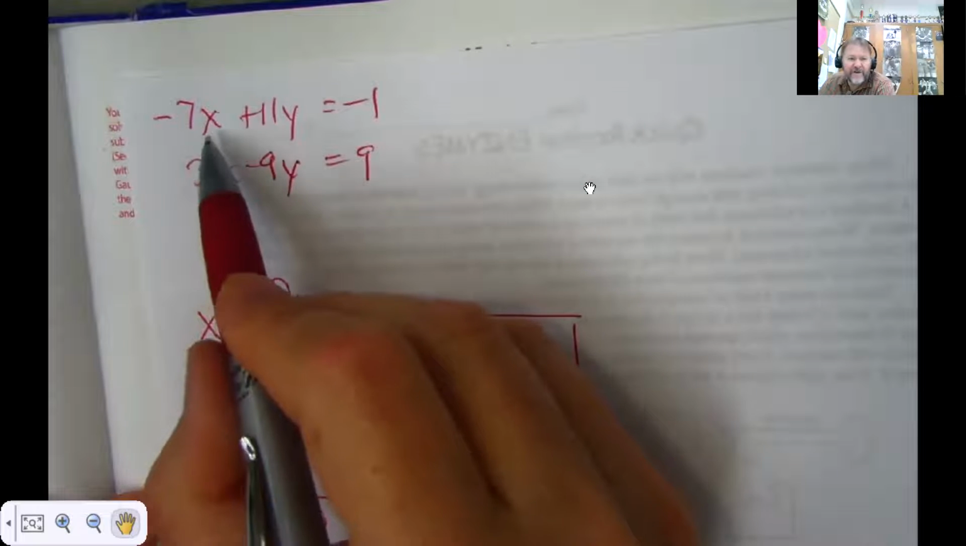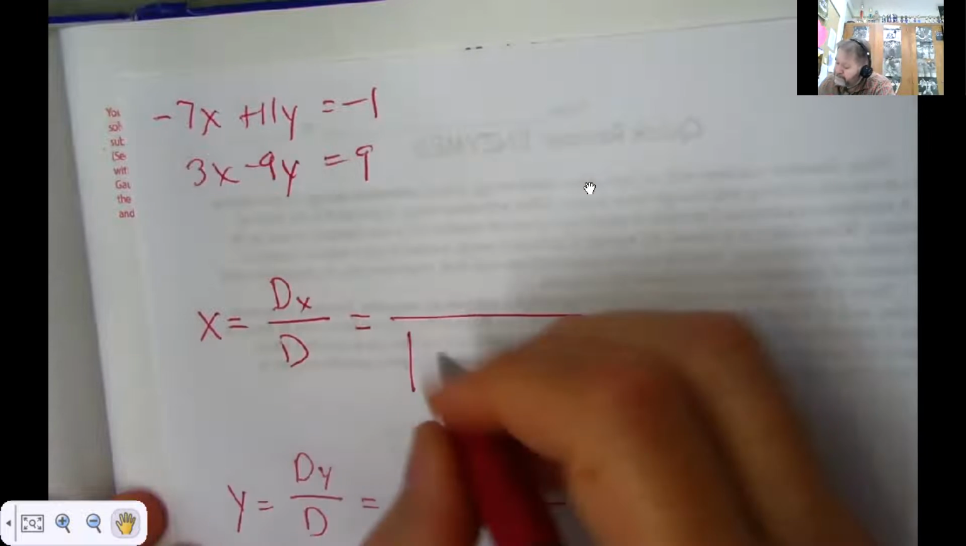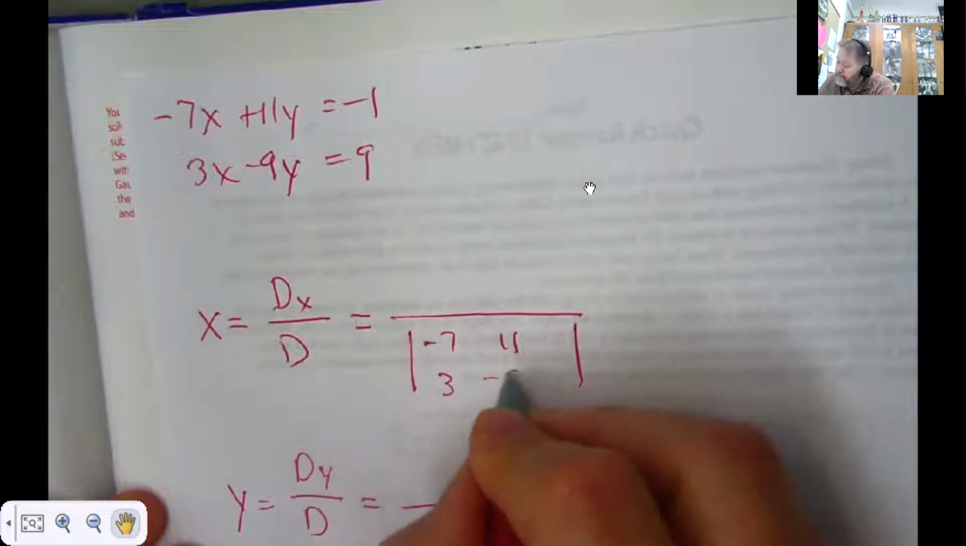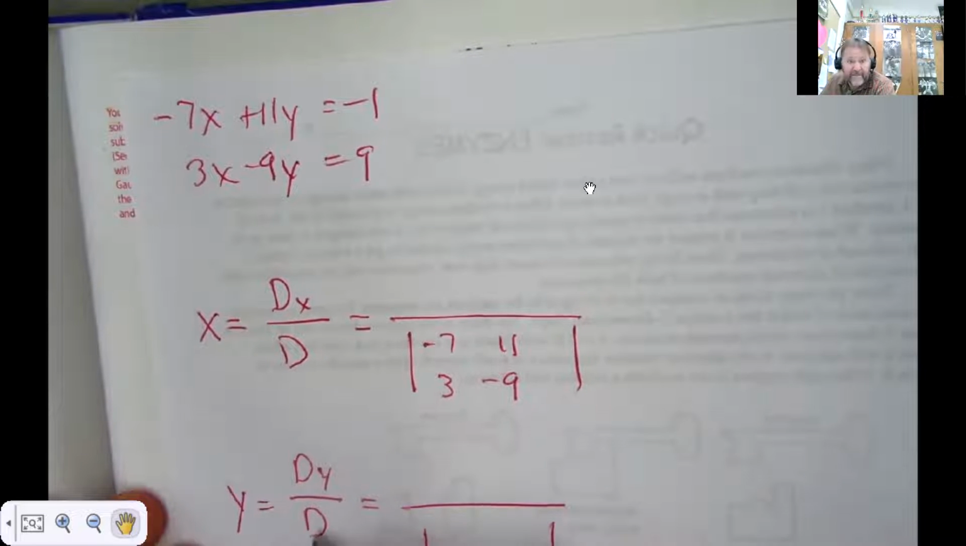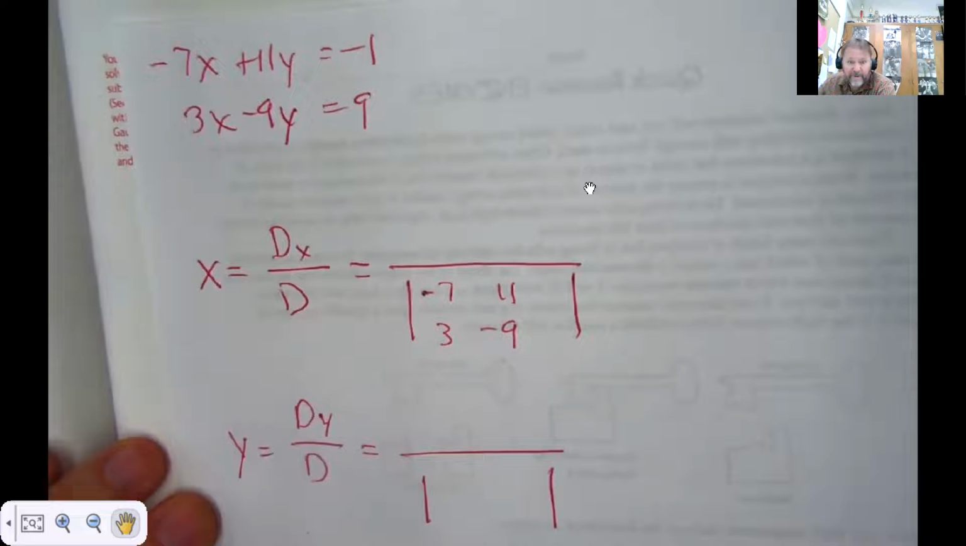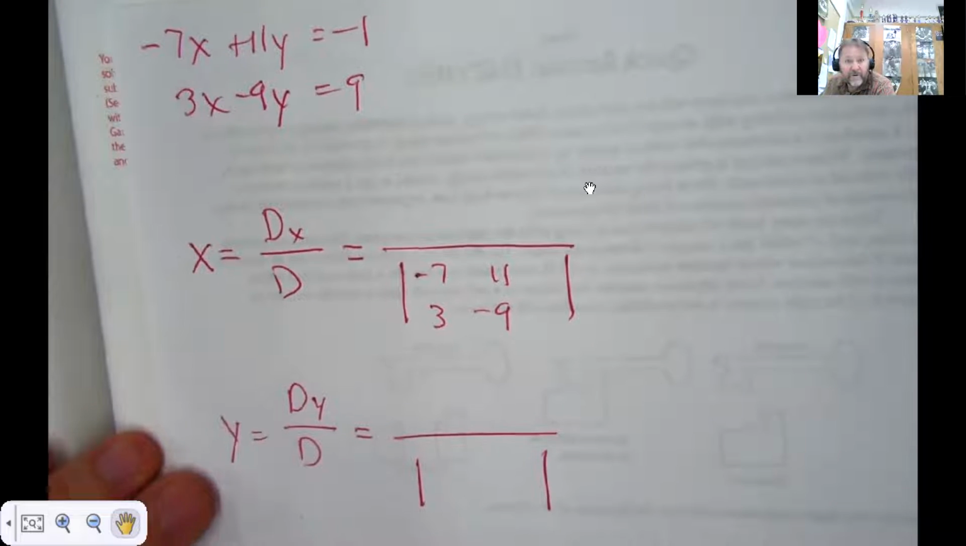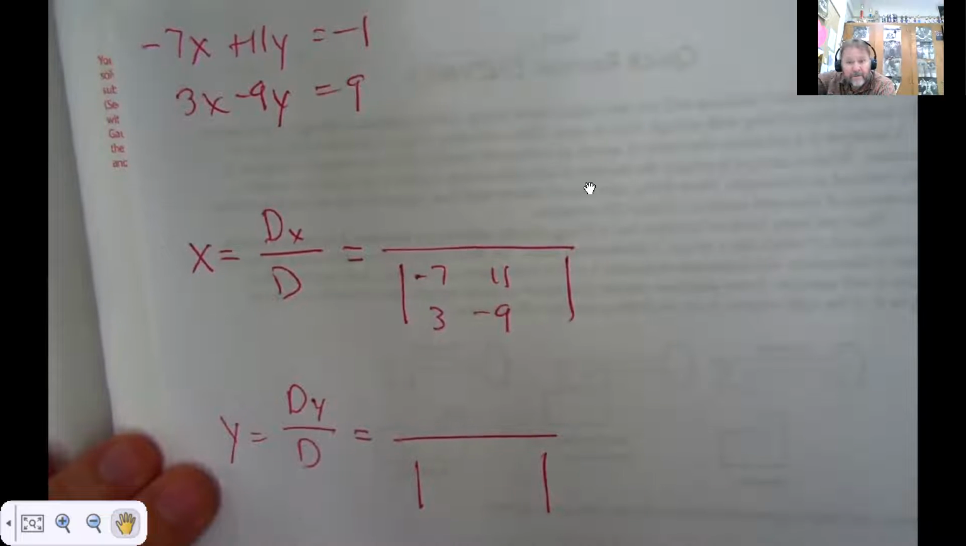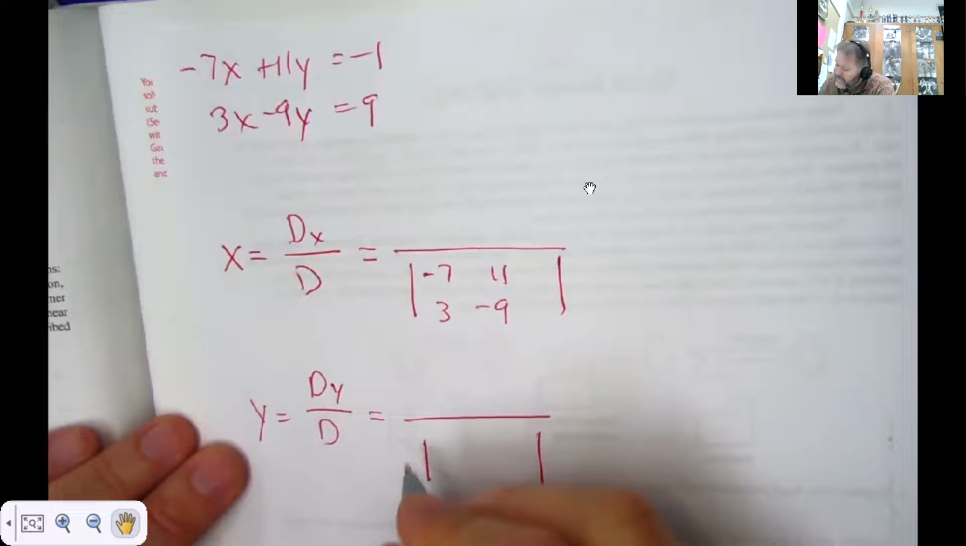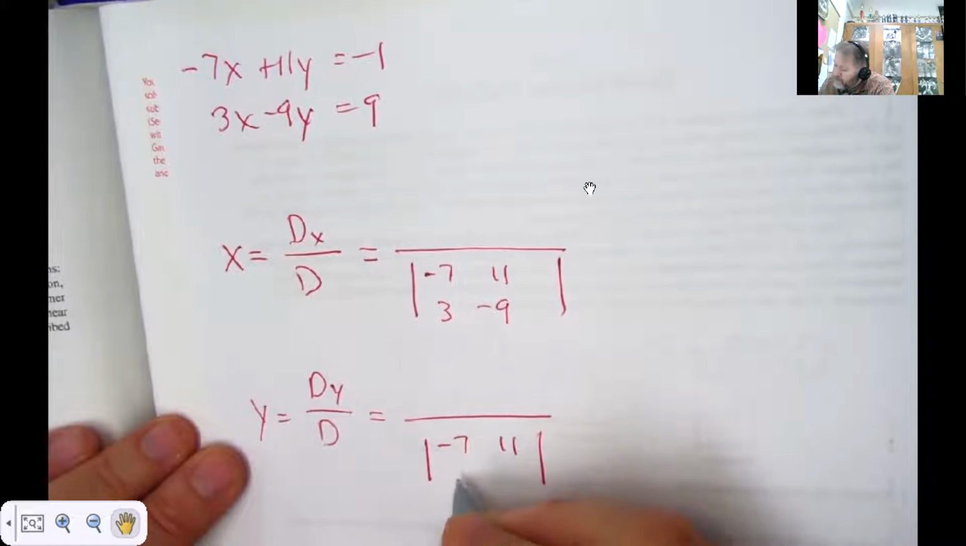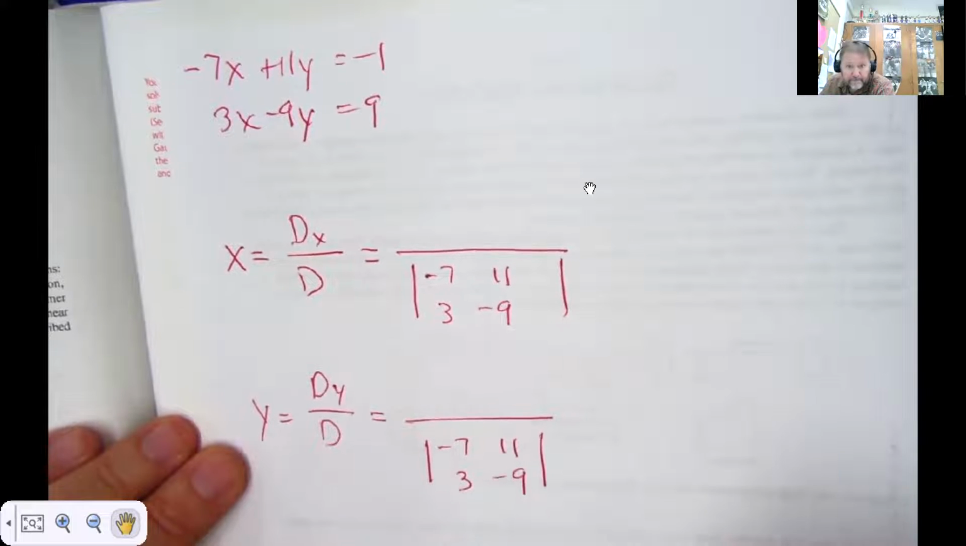And we can see the coefficients are negative 7, 11, and 3, negative 9. And this is obviously the same matrix here. So we'll move it down a little bit. Let's see if I can go up this way and back it up. All right. This is going to be negative 7, 11, 3, negative 9.